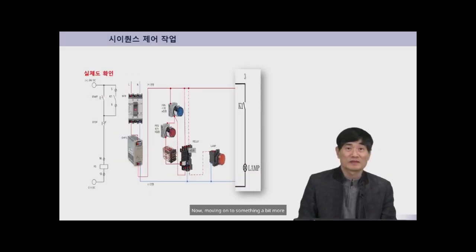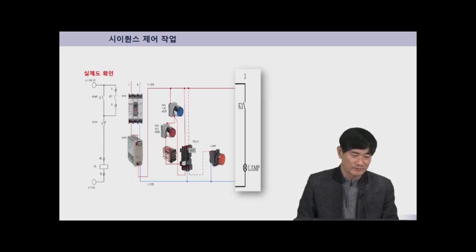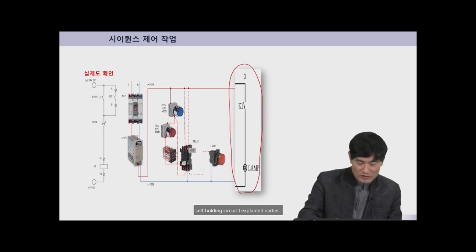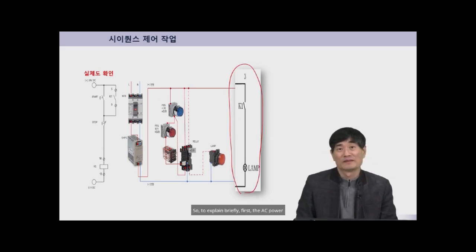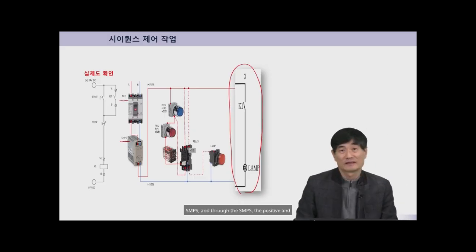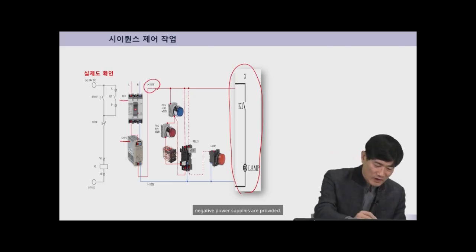Now moving on to something a bit more complex, I will explain the part about the self-holding circuit. You can think of it as simply adding the indicator light section on the right to the self-holding circuit I explained earlier. So to explain briefly, first, the AC power passes through the NFB and is supplied to the SMPS, and through the SMPS the positive and negative power supplies are provided.